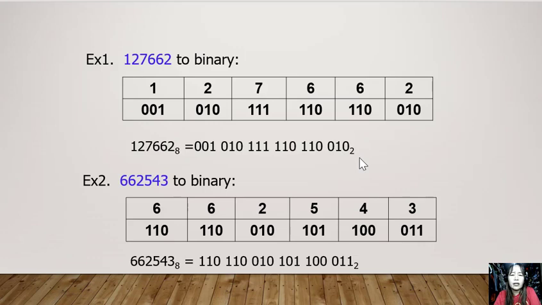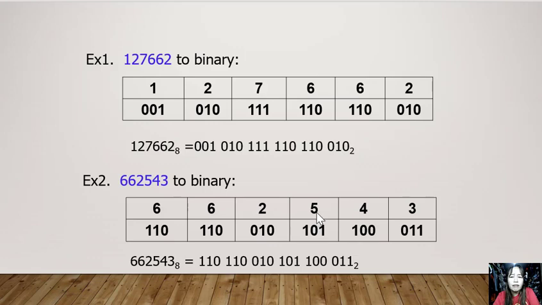Now let's move on to another number. Let's say you need to convert 662543 from octal to binary. So that means we convert 6. So that's equivalent to 4 and 2. So 1, 1, 0, and another 1, 1, 0 for another 6. And then 0, 1, 0 for 2.